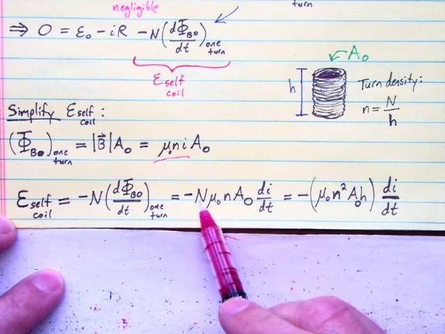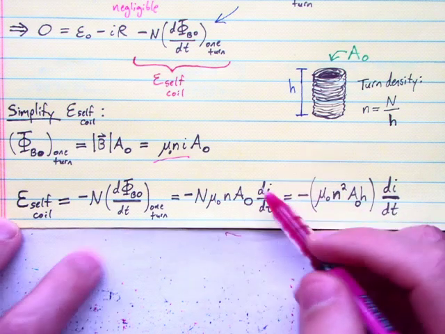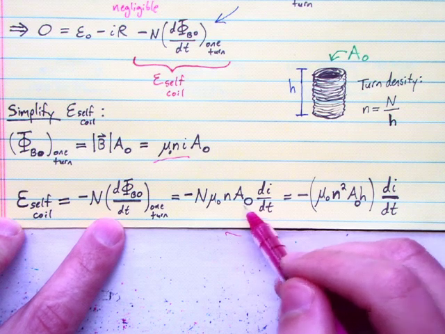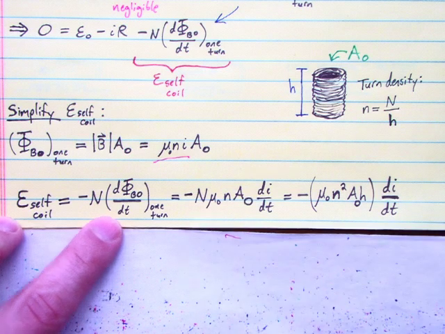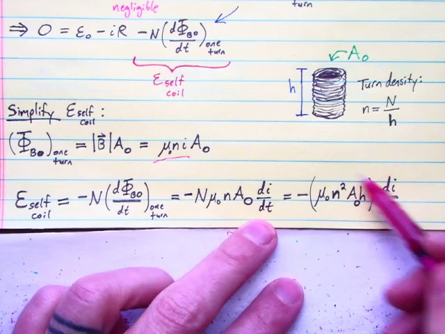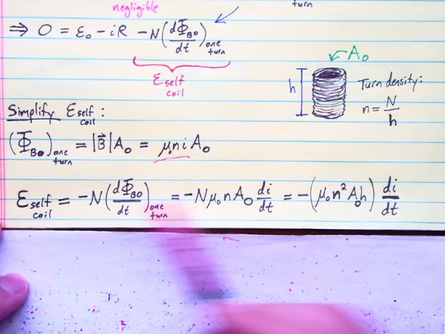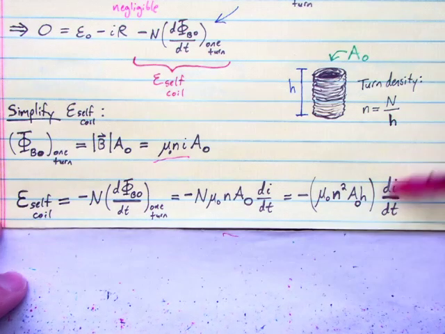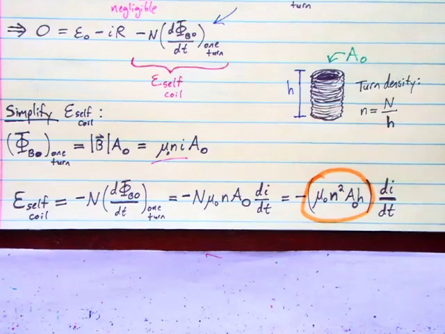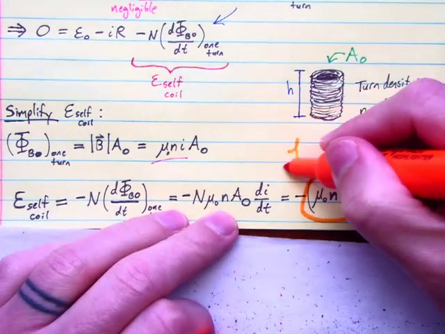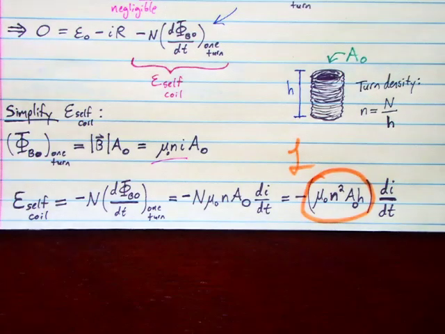minus big N times mu naught n A dI/dt. This isn't A naught, this is the area, the cross-sectional area of our cylindrical coil. Collecting constants here, I get minus this grouping of constants times dI/dt. We're showing that the self-induced EMF in the coil is indeed proportional to the rate of change of the current through the coil. And earlier, we defined this combination of constants as our inductance, L. So we've done it. We've got our expression for the inductance of our solenoid.